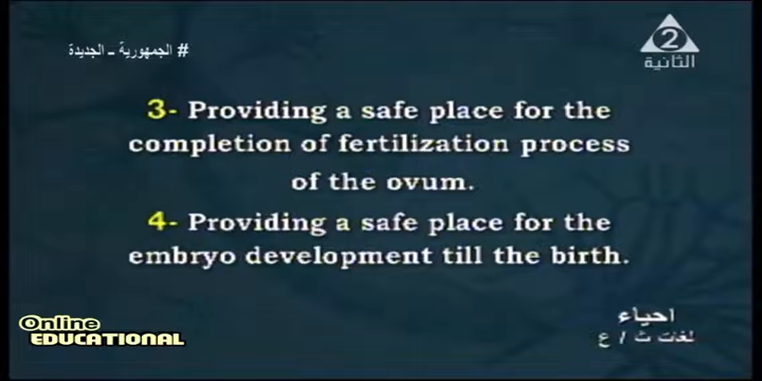Number 3, providing a safe place for fertilization. The uterus is the place in which the baby is found, and this place is safe for completing the reproduction. After fertilization of the ovum, the baby is formed. The uterus provides a safe place for embryo development until birth.